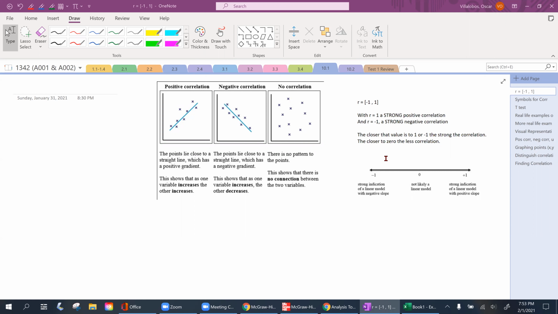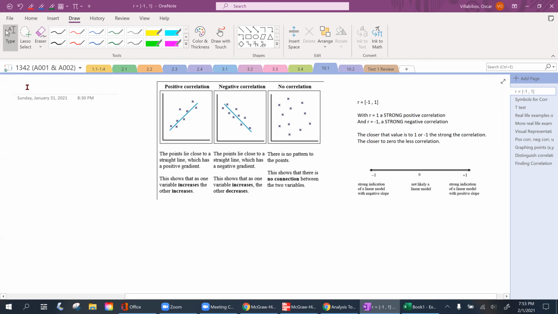Today we're going to get started on section 10.1, and this section is going to be correlation. 10.1 and 10.2 are going to be the last sections in this unit. This means everything from 1.1 all the way to 10.2 is going to be on your test one, so be on the lookout for the test one review. Let's get started.